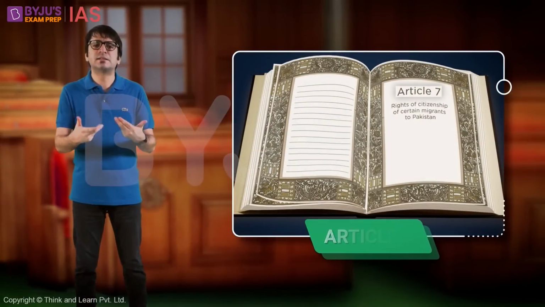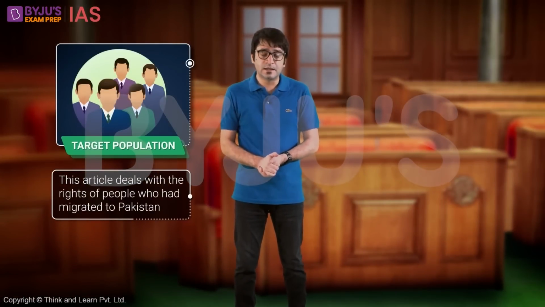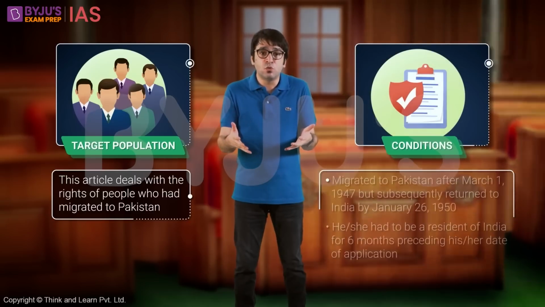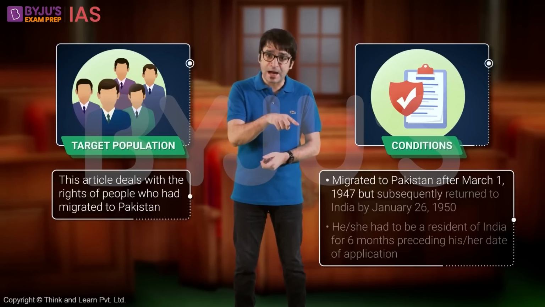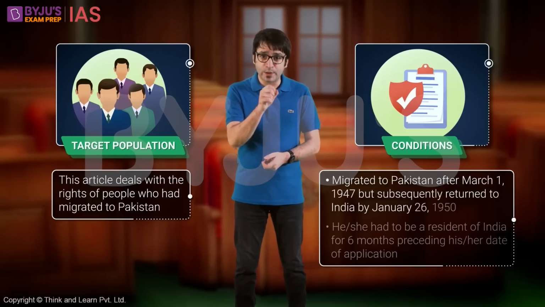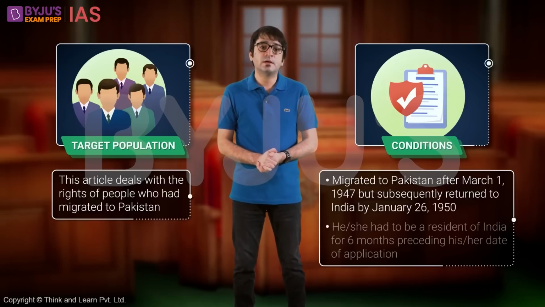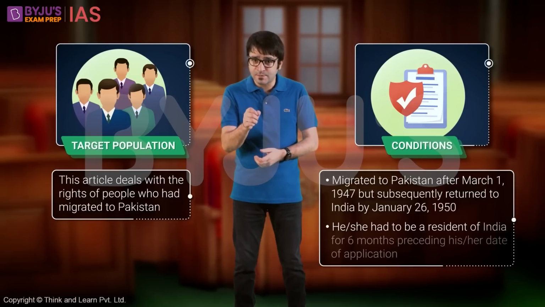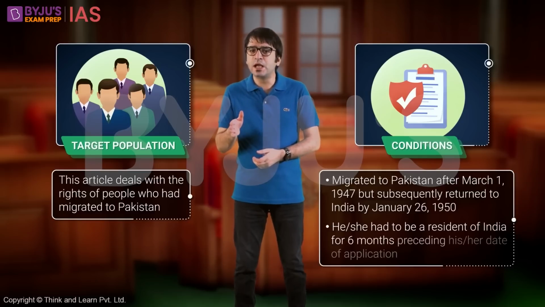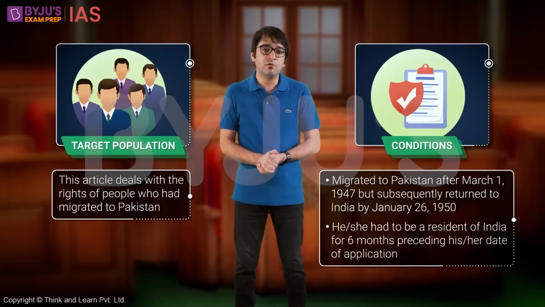Let us look at Article 7. It's about rights of citizenship of certain migrants to Pakistan. This article is applicable to people who went back to Pakistan after March 1, 1947, but came back to India by January 26, 1950. For this, he or she had to be a resident of India for 6 months preceding the date of his application for registration as a citizen.